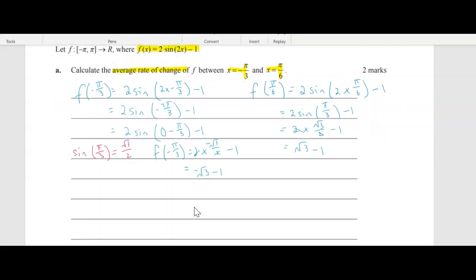Now your average rate of change, we're looking at 2 points. Okay, so our first point is at x equals negative pi on 3. So that's your x coordinate, and your y coordinate is negative root 3 minus 1. And your other point, the x coordinate is pi on 6, and your y coordinate is root 3 minus 1. So remember with your gradient, it's the average rate of change.